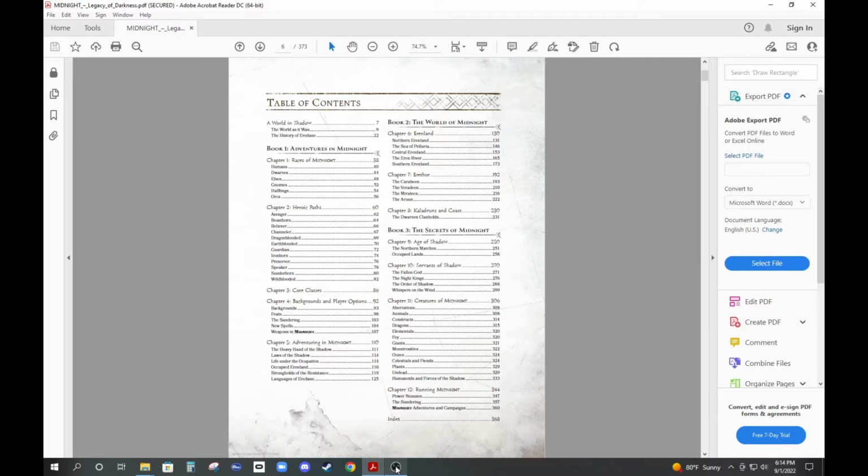Now there are, like I said, 2 other books within this book here. Book 2 is The World of Midnight, which gets into the lore and some of the peoples of the world. The book tells you that Book 2 is for everyone to read, players and GMs alike. It's going to be information that most of the characters that you might play as would have. So good information for everyone to read. It's a lot. There's 100 pages there for you to read.